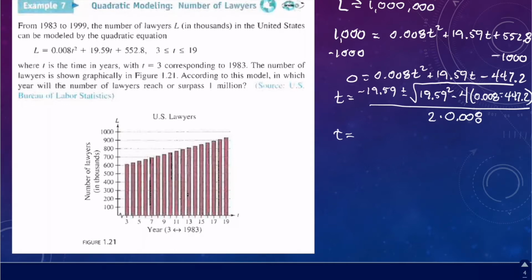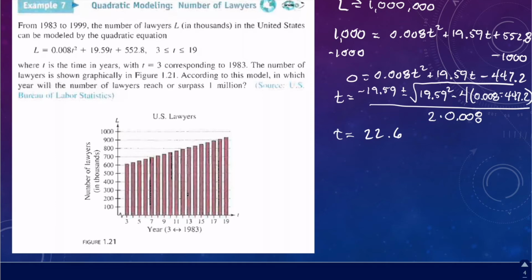And I'm going to stay positive. So we're only going to take the plus on the plus or minus, because if we did the minus, then we'd have a negative number. And then we're going to subtract 19.59. And then we're going to take that result and divide it by 2 and divide that by 0.008. And I get 22.6.